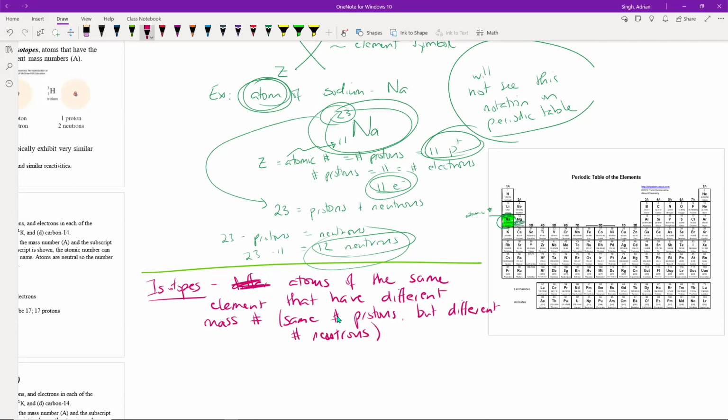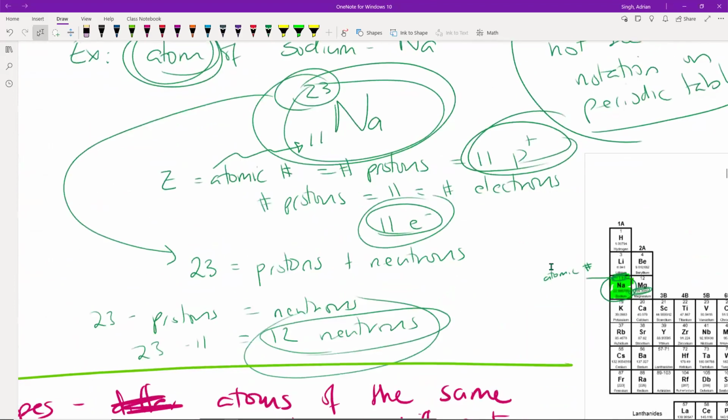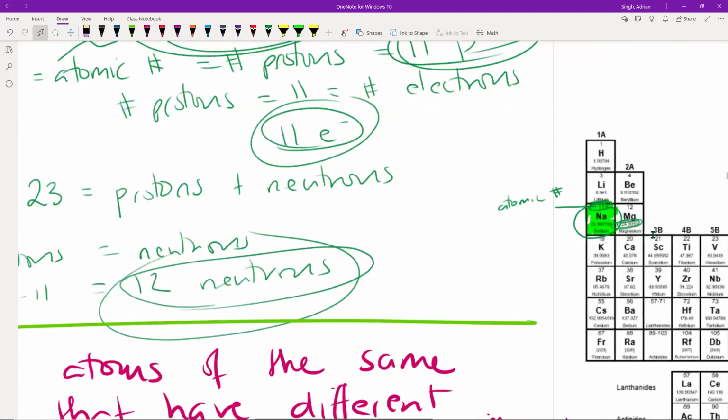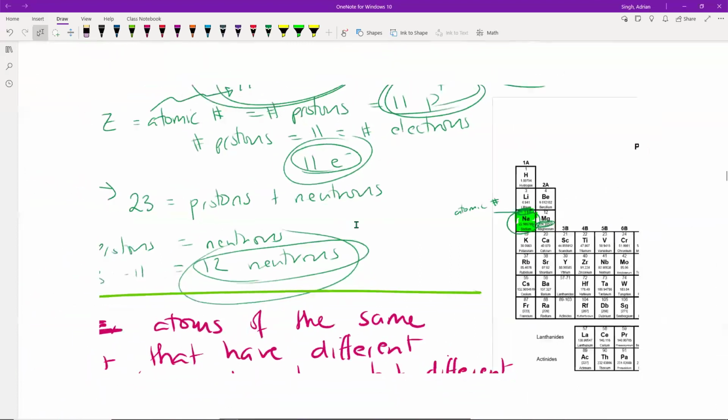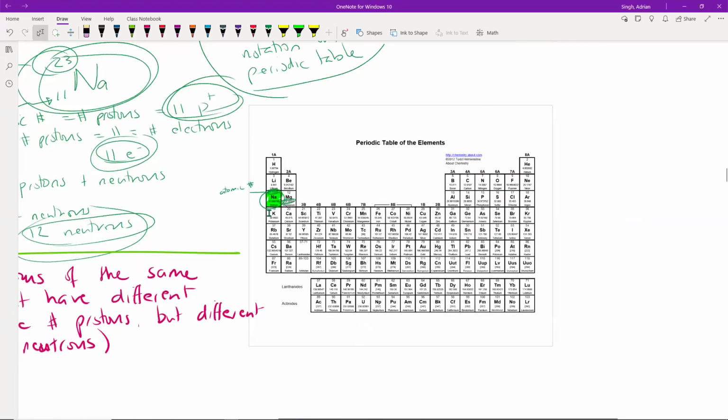Okay, so if we go back to our periodic table over here, if I look at an atom and I tell you that the atomic number for this particular atom is 11, what that means is that atom is sodium. It's Na. It can't be anything else. That's really, really important that you know this. The atomic number is the thing that defines an element.